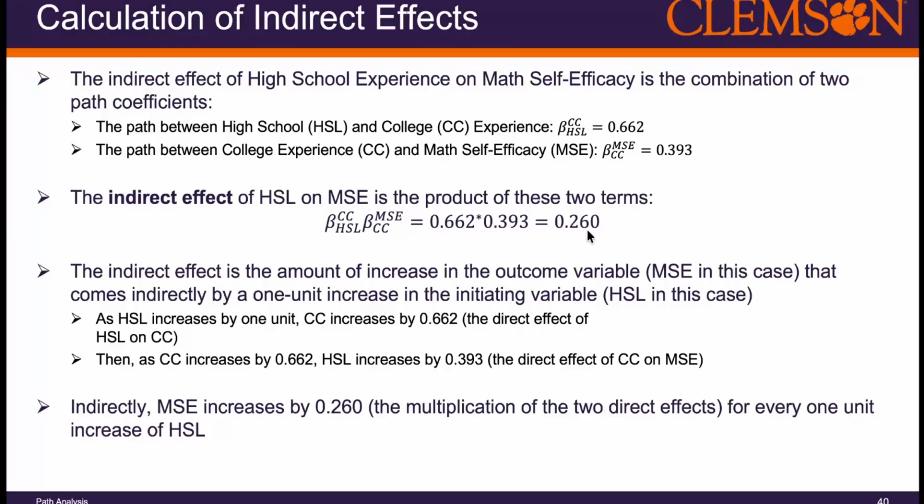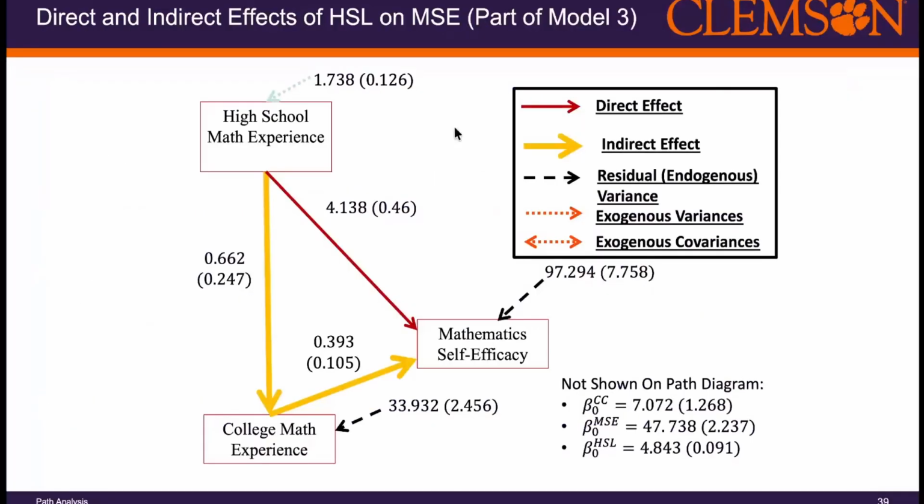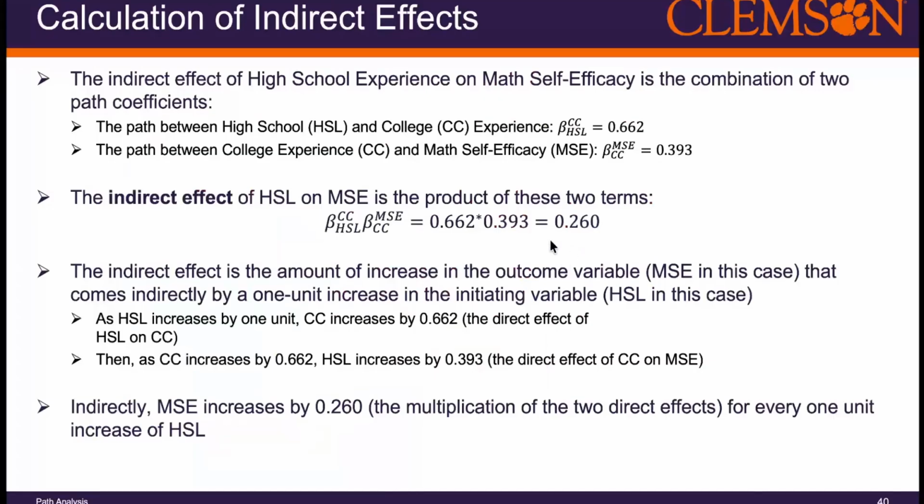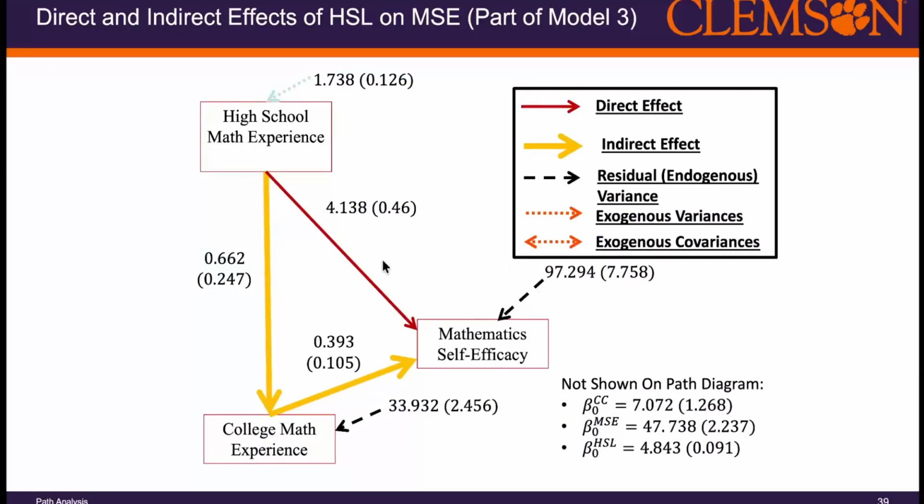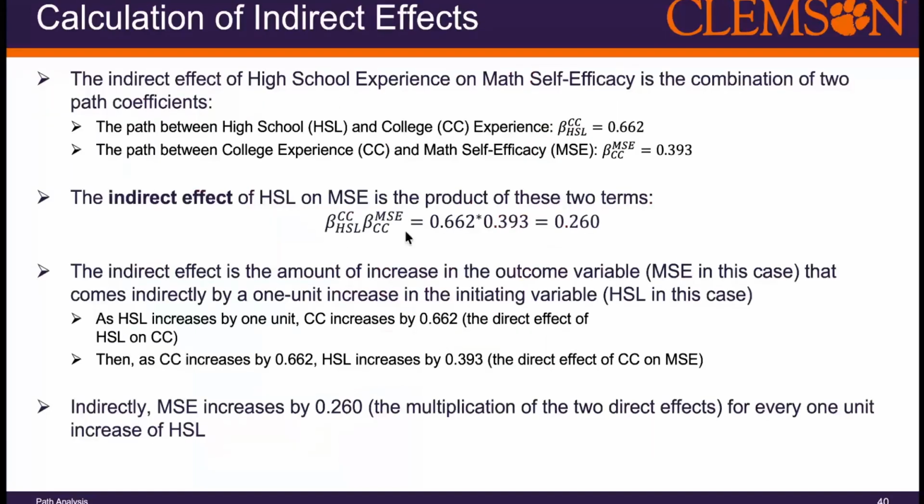So how do we interpret that? Basically, we say for every 1 unit increase in high school math experience, math self-efficacy goes up by 0.260 indirectly. So it goes up by 4.138 directly and 0.260 indirectly. Right? Again, the indirect effect is the amount of increase in the outcome variable that comes indirectly by a 1 unit increase in the initiating variable. So in this case, math self-efficacy is the outcome variable, and the initiating variable is high school math.